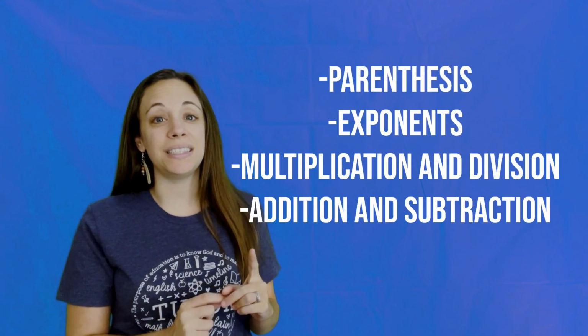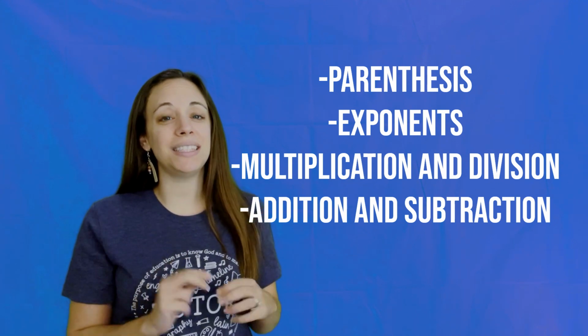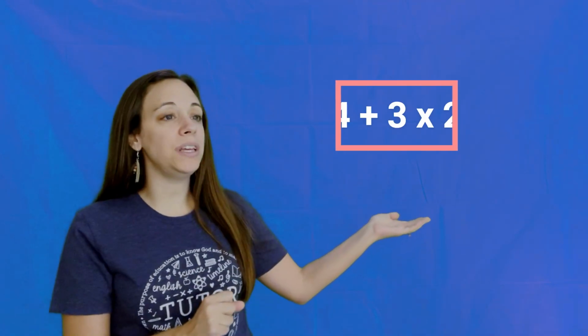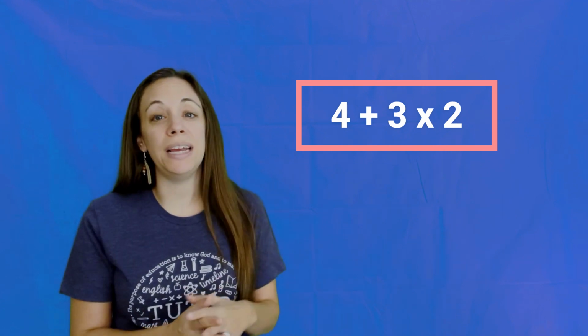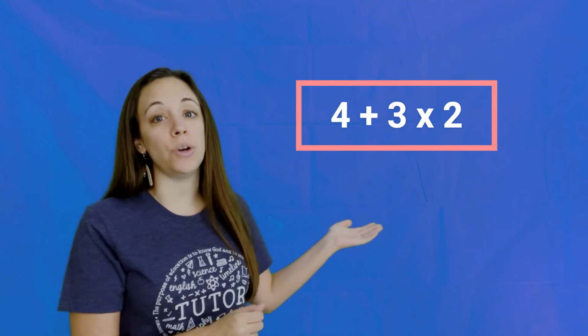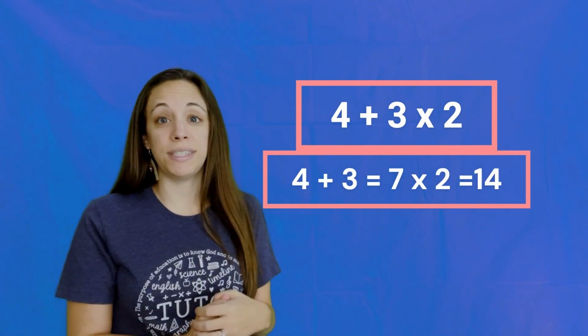The order of operations we can remember with PEMDAS. PEMDAS is parentheses, exponents, multiplication and division, addition and subtraction. This is the order that we have to solve a problem. Let's look, for example, if we have the equation 4 plus 3 times 2, and we want to solve the equation from left to right, we would do 4 plus 3 is 7 times 2 would give us 14.